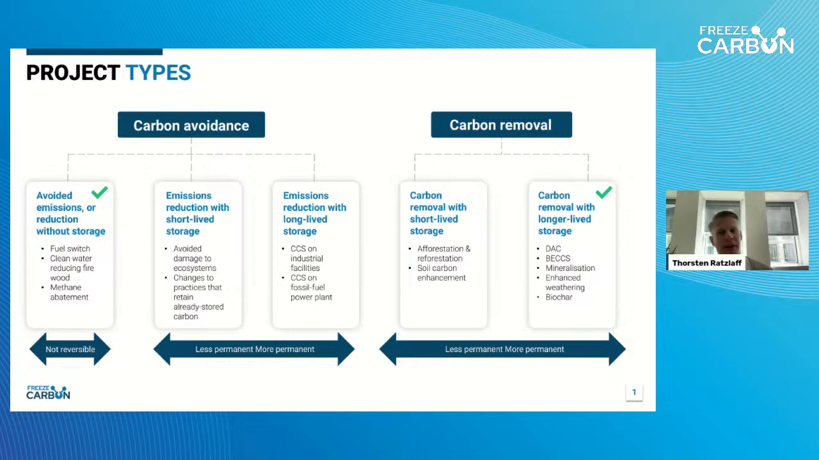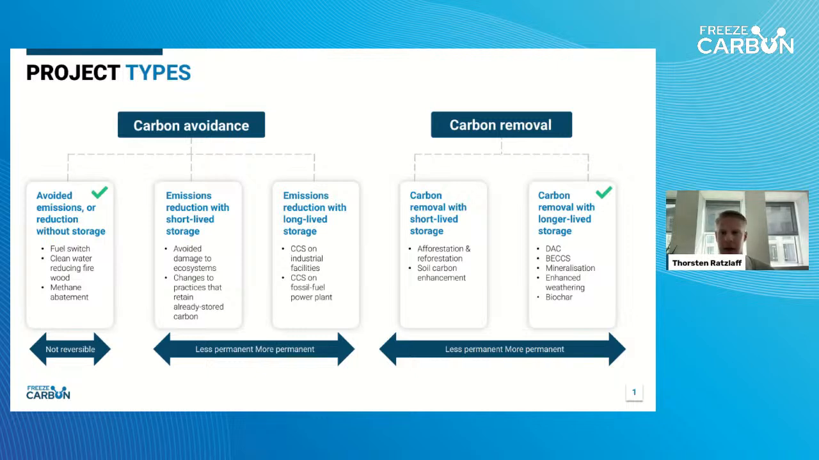There is a blue arrow beneath the first white box on the left side. It's called non-reversible. This is a big benefit of these project types: if I use a different fuel type, a renewable fuel type, instead of a fossil fuel type, I have an impact which is non-reversible. So it's quite a secure impact. That's why we also have a green tick mark there. This is a project category that Freeze Carbon has on our portal and we recommend to our clients.